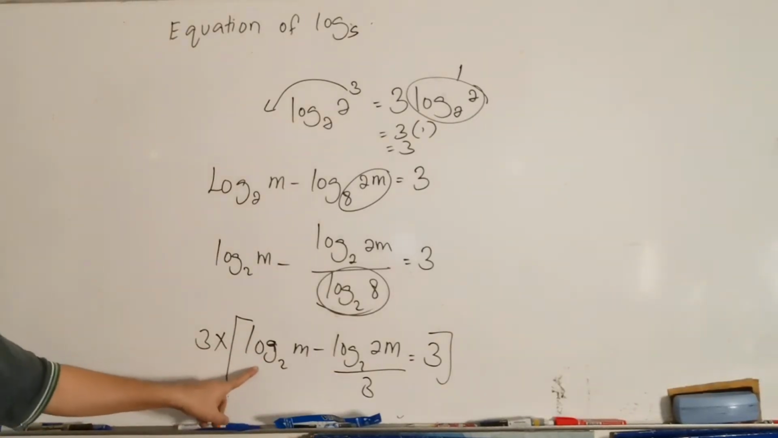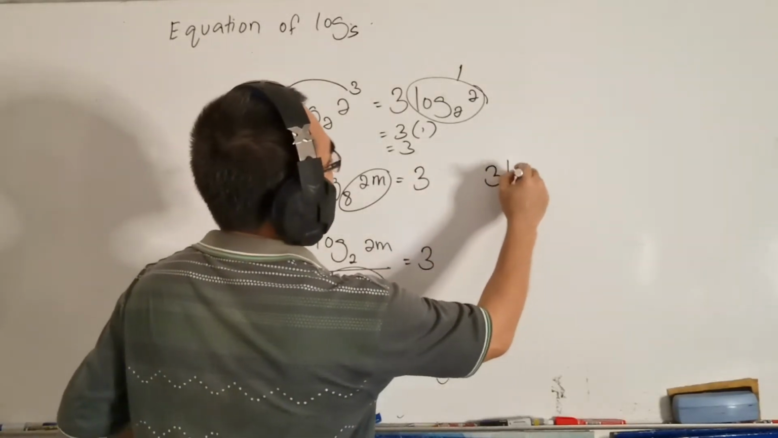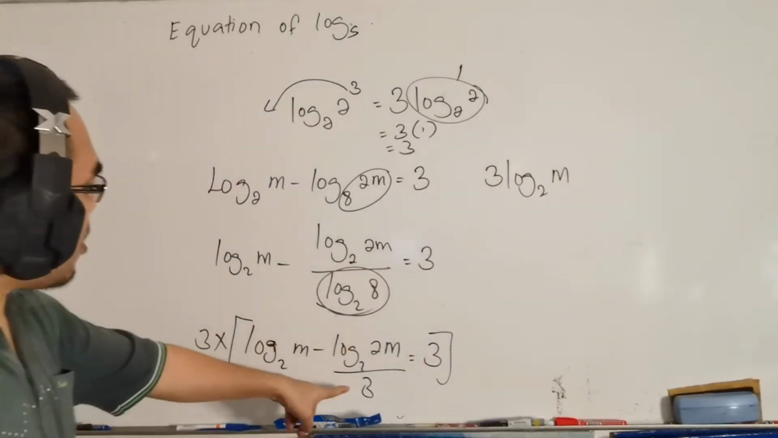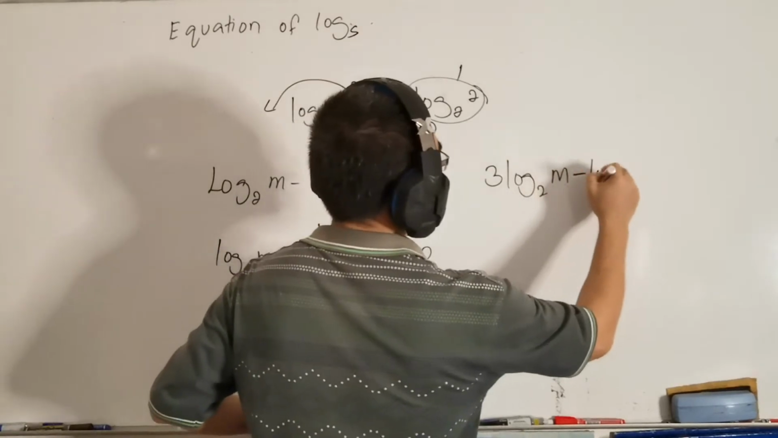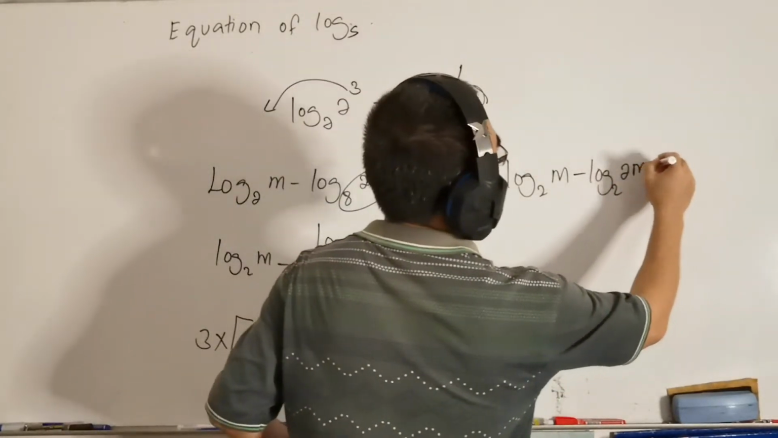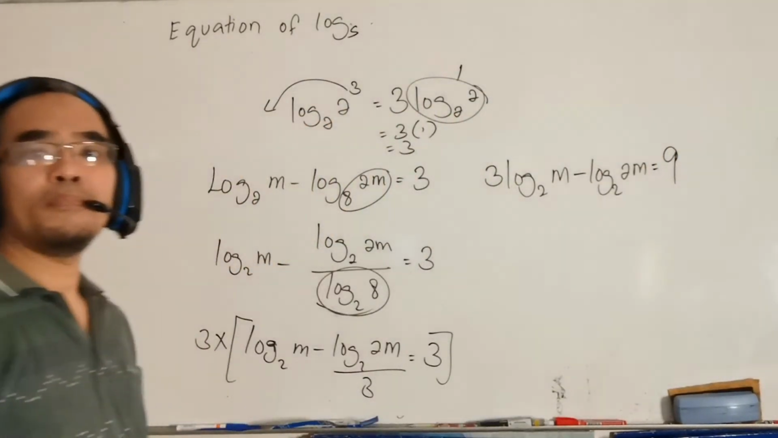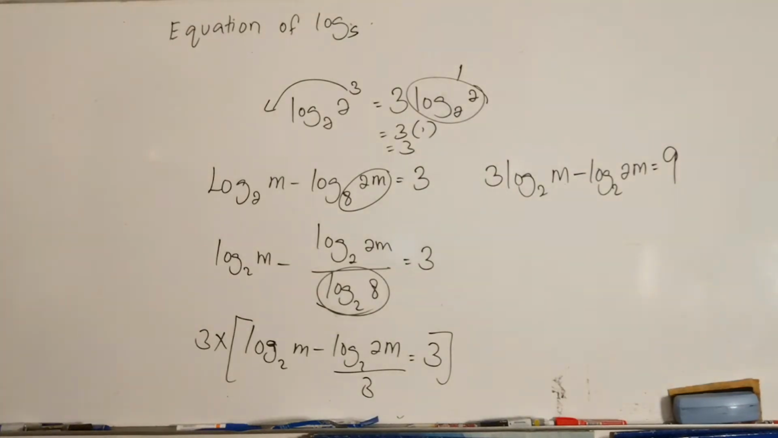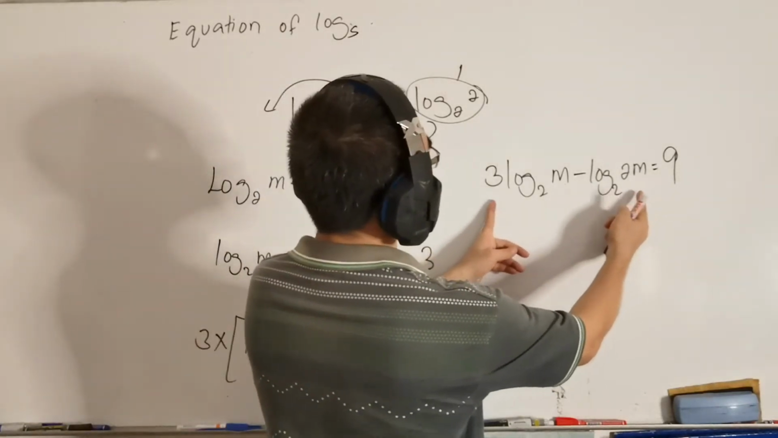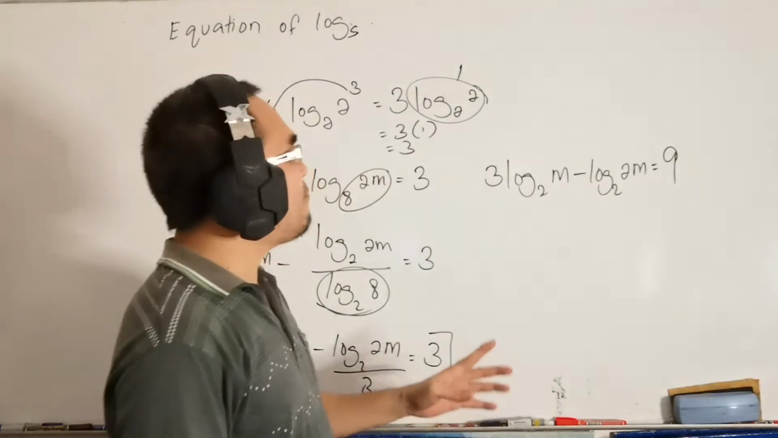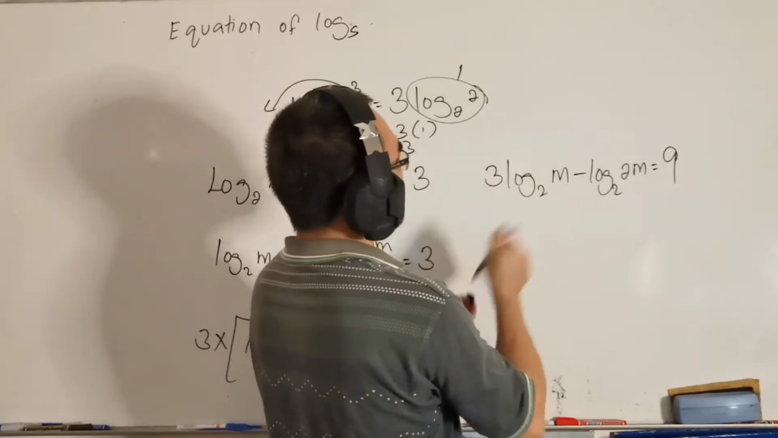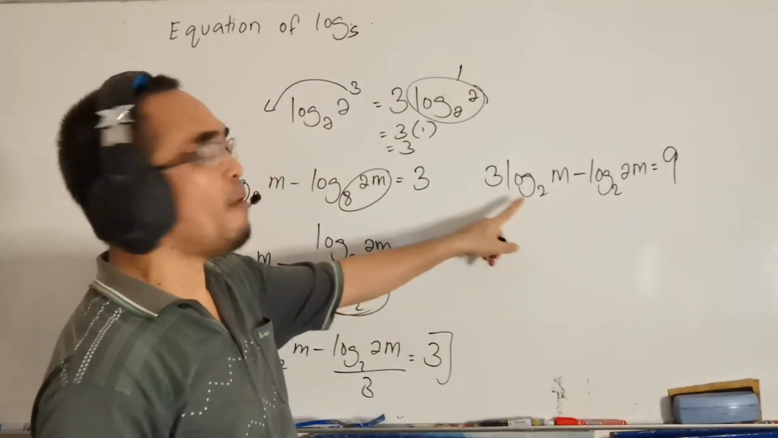So 3 times log 2m will be 3 log 2m. 3 times log 2m over 3 will become log 2m equals 3 times 3 equals 9. Okay, and then what you have to do, you can simplify on this left side. Make sure we have only one log left. And before we can simplify this, you have to make sure there's no number in front of the log.